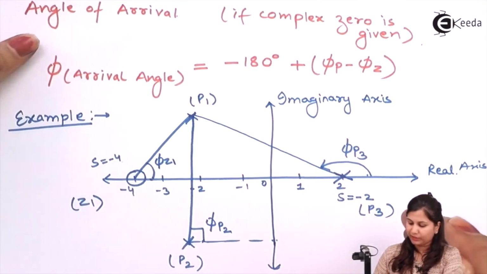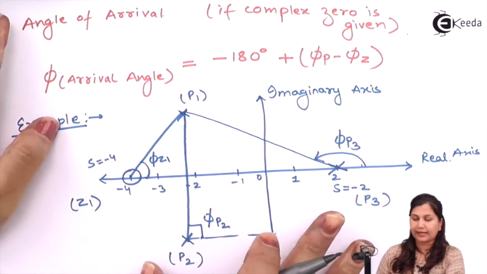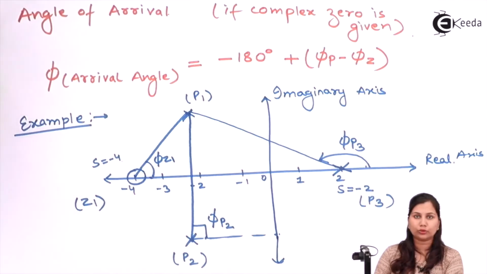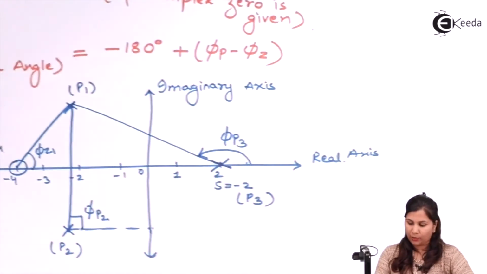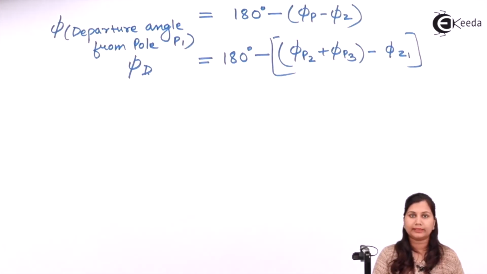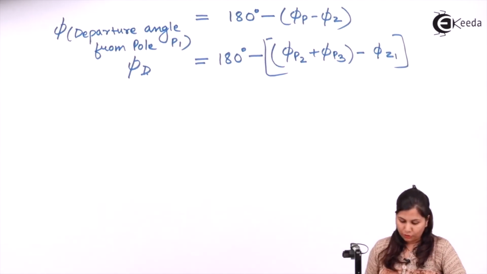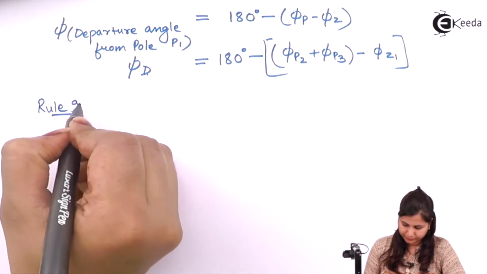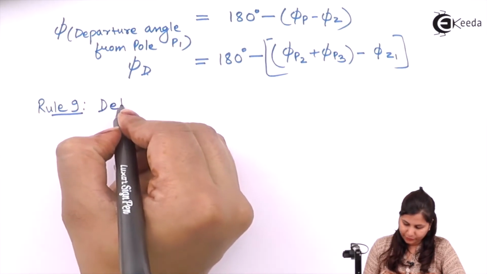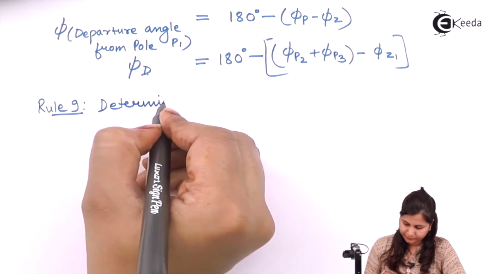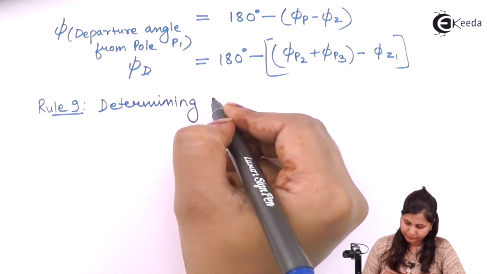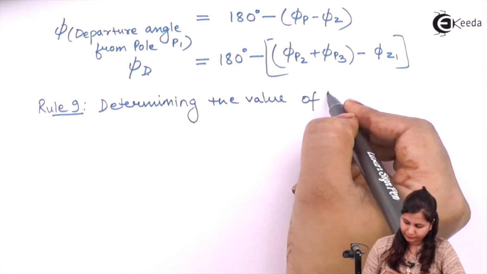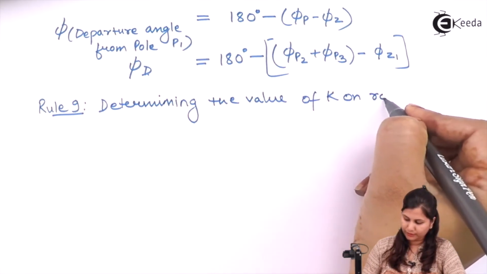So in this way we calculate the departure and arrival angle for complex poles whenever we are plotting the root locus of a system. Now next we have rule number 9. Rule number 9 is to determine the values of k on the root locus.